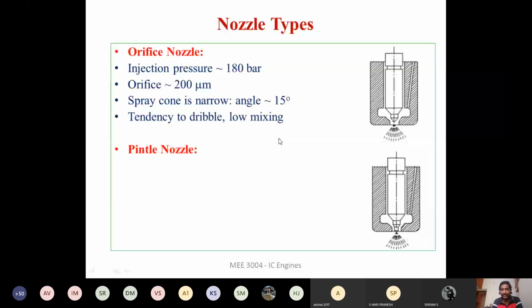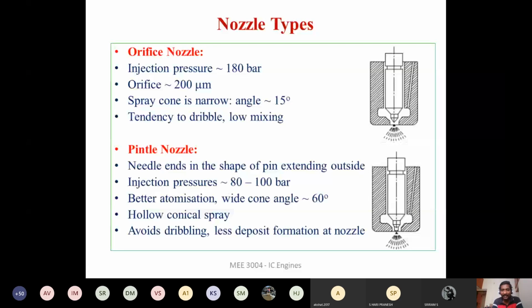So in the pintle nozzle, at the end we will be having a needle. Okay, so that needle pin will be extending outside the orifice. Okay, so here the fuel injection pressure is something around 100 bar.